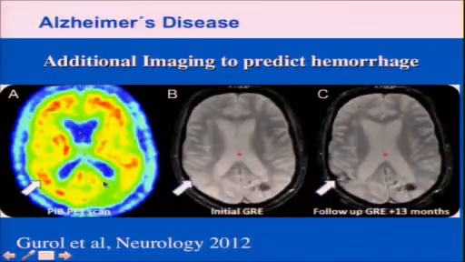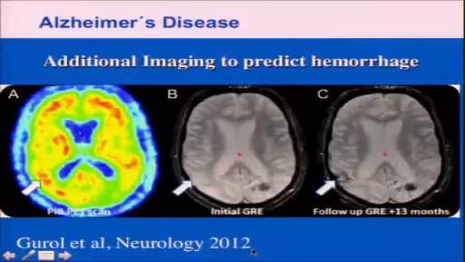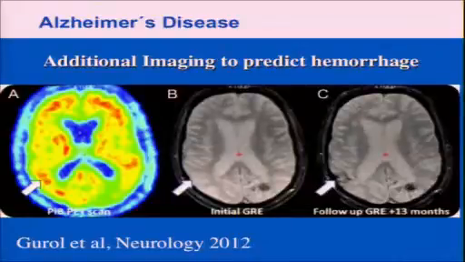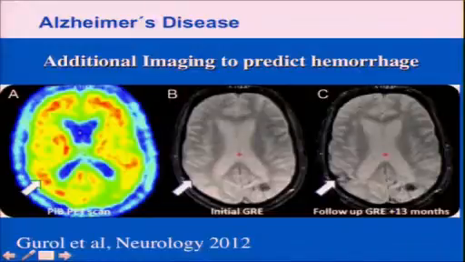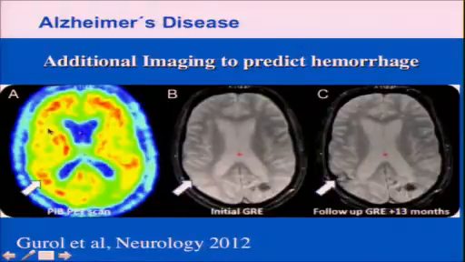So PET SPECT imaging can be used to diagnose Alzheimer's disease and also to predict hemorrhage. So this is one of those amyloid images, and you see that there's amyloid deposition in the subcortical white matter. And you see that this is the area where also the microhemorrhages are present and where this specific patient developed more like a macrohemorrhage.